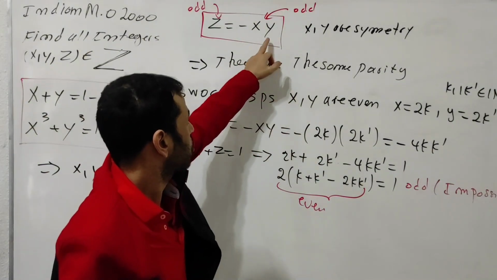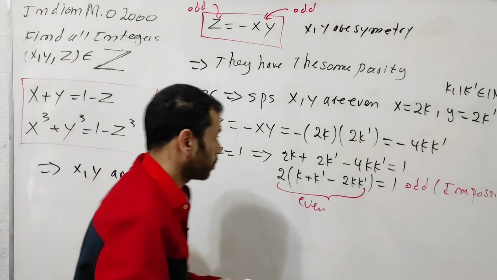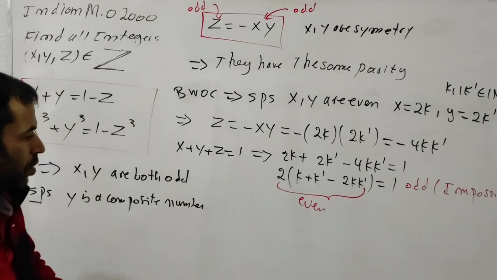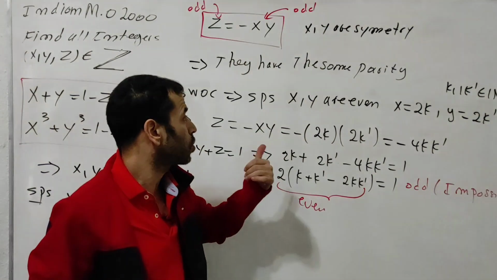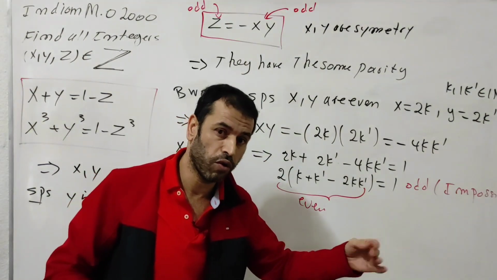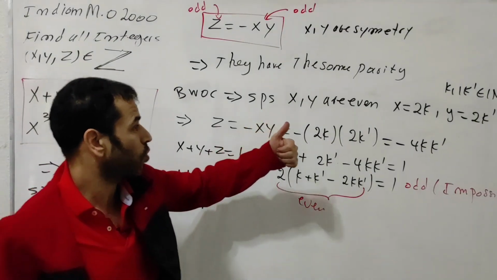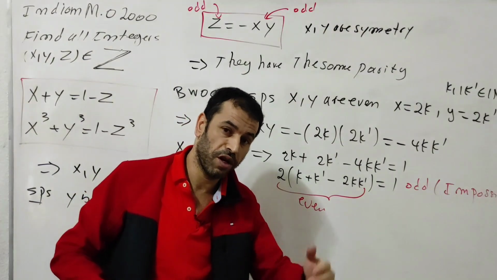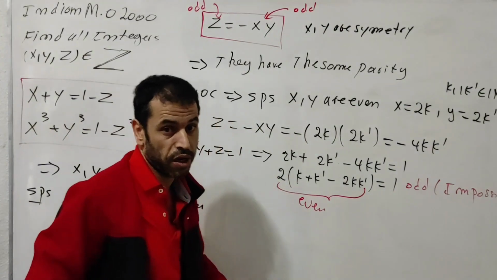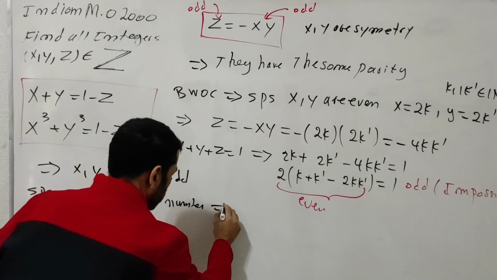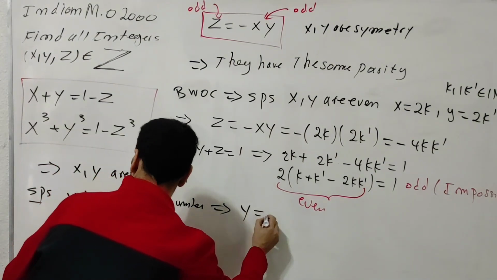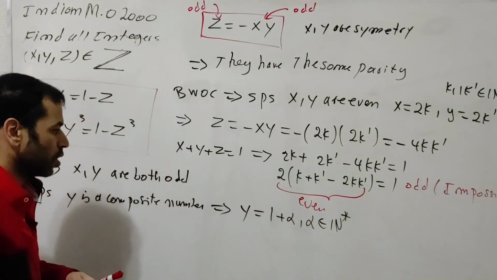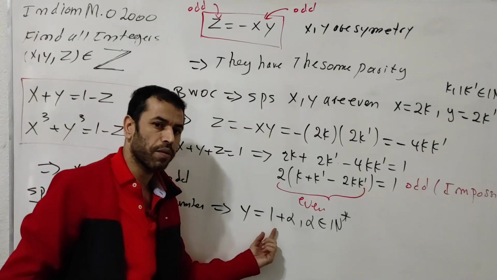Okay, I'm going to show x and y are not composite numbers. Suppose y is a composite number. What I mean by composite number, x and y, it can be 2, 3, 4 or whatever. It cannot be 2 or 4 because they are both odd. Since they are odd, they might be 3, 5, 7 and so on. Not 1, because they are composite. So this implies y equals 1 plus alpha. What is alpha? It is some natural number, not including 0. Composite means 1 plus another integer.